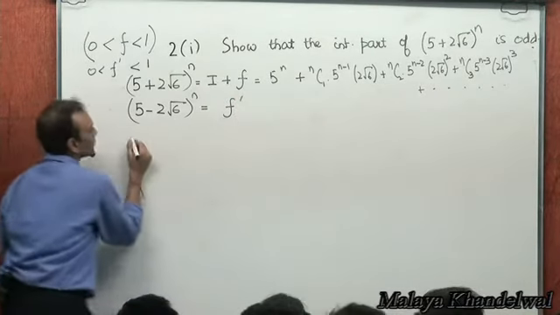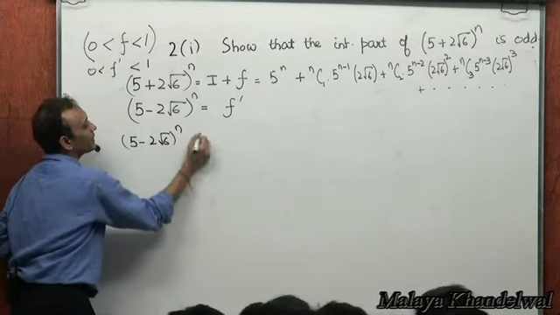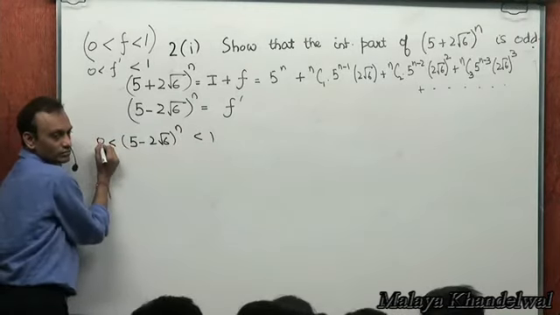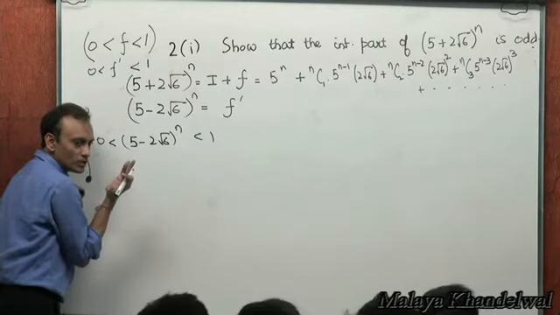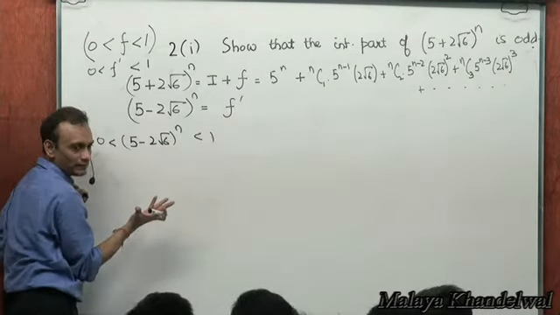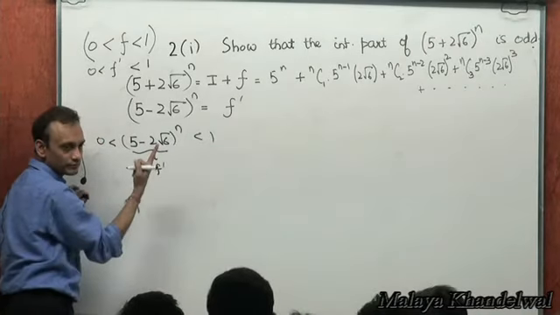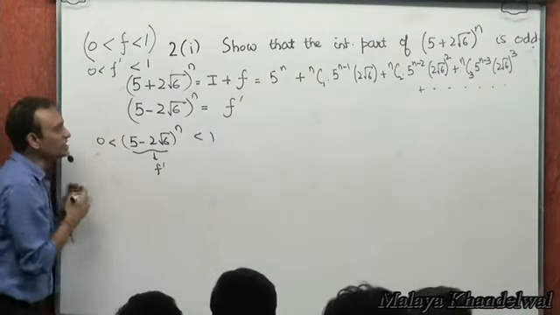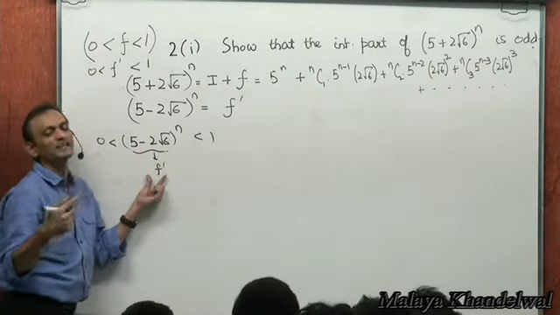See, (5 minus 2 root 6) to power n is less than 1 and greater than 0. So its integer part is 0, isn't it? And it's just a fraction, you call that fraction f prime. Its integer part is 0 in fact. So it will be 0 plus f prime.